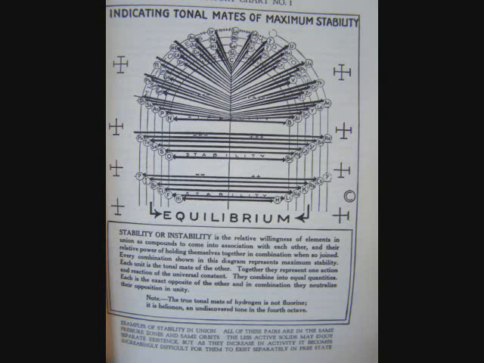Examples of stability in union. All of these pairs are in the same pressure zones and same orbits. The less active solids may enjoy separate existence, but as they increase in activity, it becomes increasingly difficult for them to exist separately in free state.